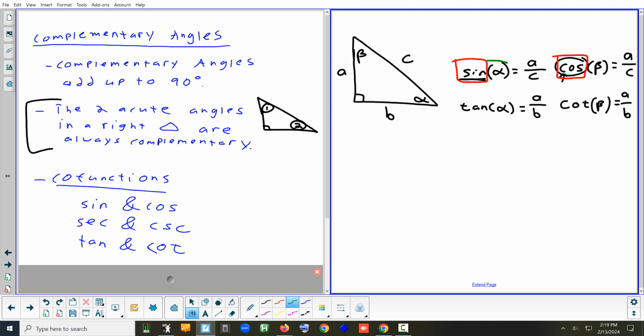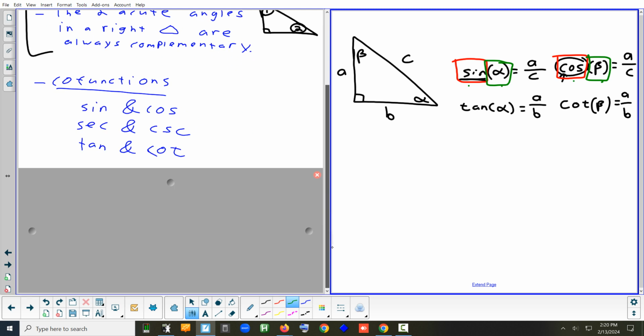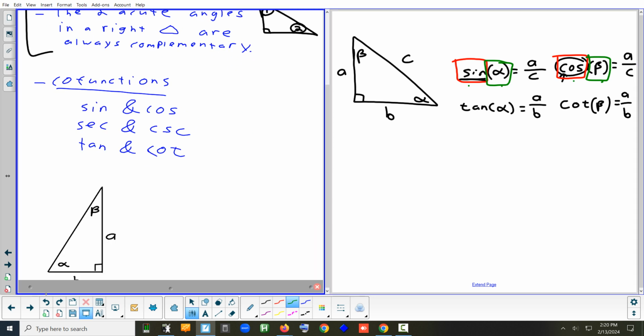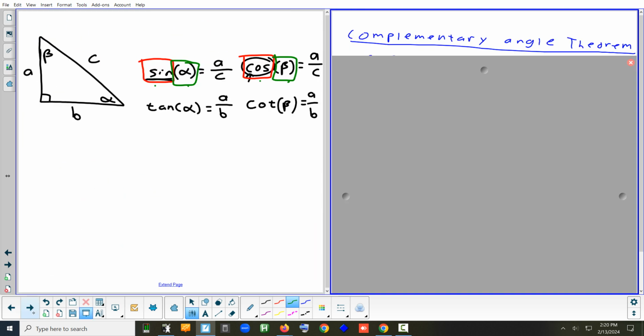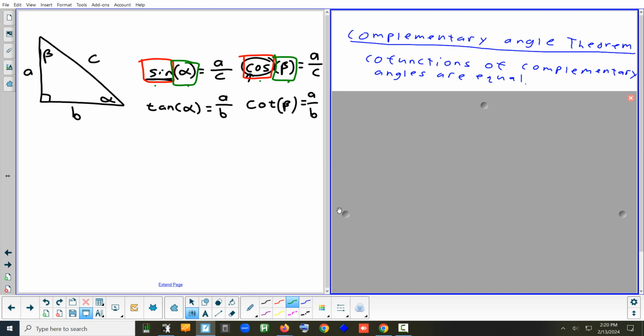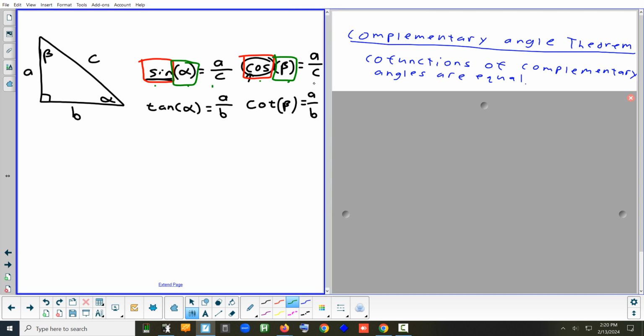And what kind of angles are alpha and beta? They're acute, but together they're complementary. So these were cofunctions. These were complementary. Anytime that you have cofunctions and the angles are complementary, you're going to get exactly the same answer. They will be equal to each other.